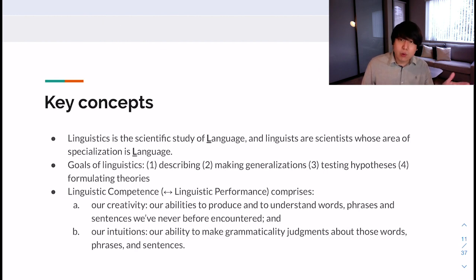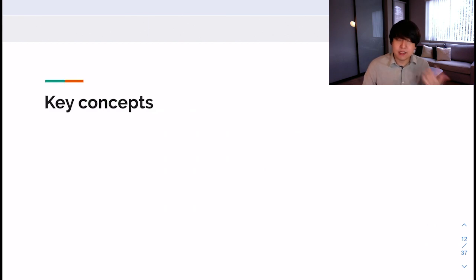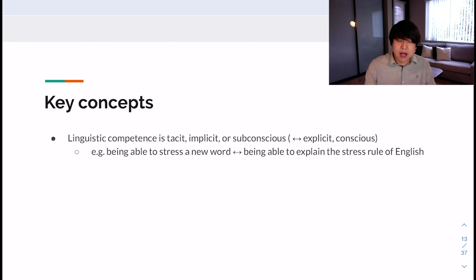On the other hand, when we say "drink a bottle water of," which is a totally mixed up sentence, it does not make sense. It's ill-formed, it's ungrammatical. We know that by our intuition, which is a part of linguistic competence. Linguistic competence is tacit, implicit, or subconscious. It exists in our brain. You don't know how it works explicitly or consciously.